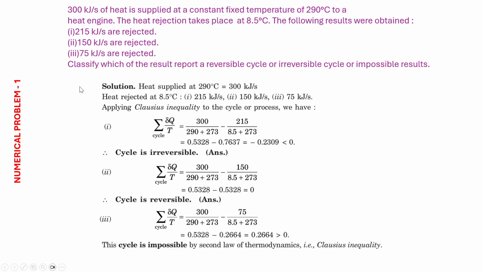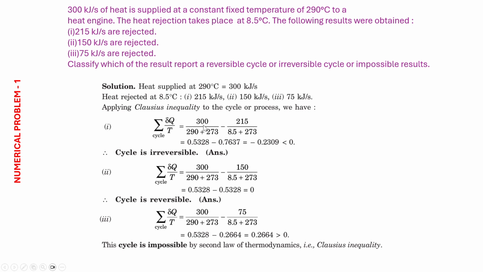So, for this, we are going to rewrite the given data from the question, right? Heat is supplied at the constant temperature of 290 degrees Celsius. Heat supplied is 300 kilojoule per second. Then comes heat rejection takes place at 8.5 degrees Celsius. QR: three different values of QR are given, 215, 150, and 75. We are all very much familiar with this Clausius inequality formula. Now we are going to substitute del Q as 300 as mentioned as heat supplied here. Then comes the temperature 290 plus 273.